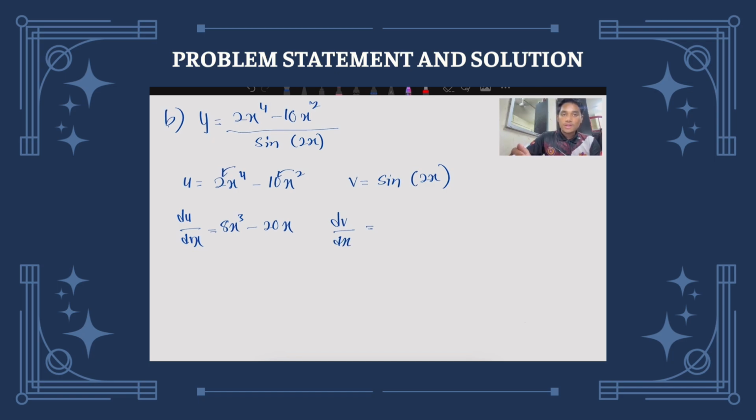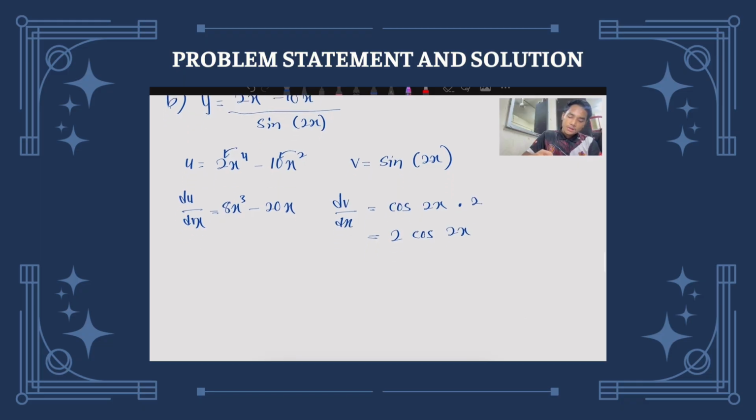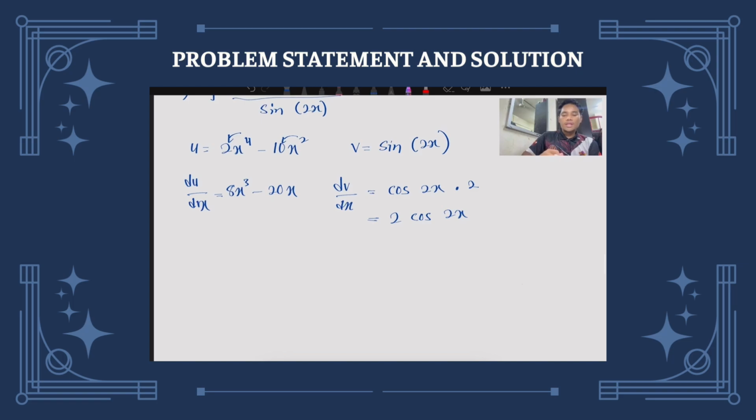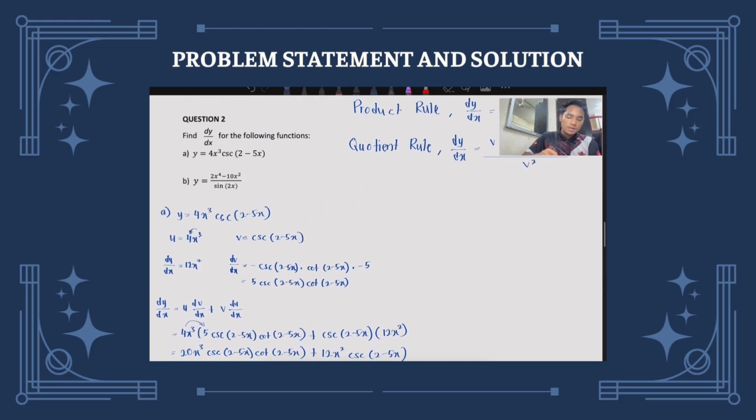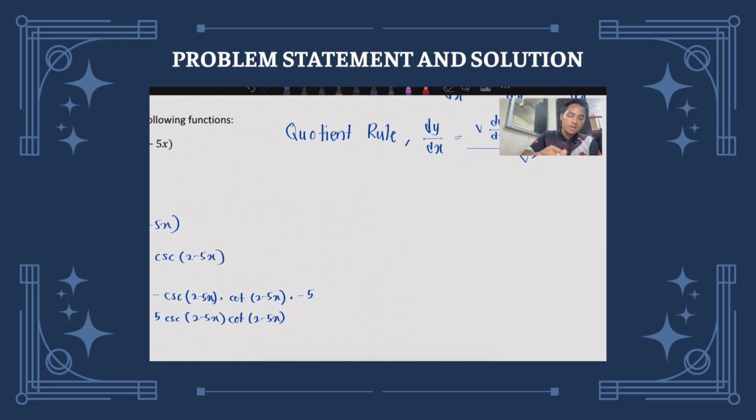For this, you should differentiate sine, and you get cos 2x. Then you should differentiate 2x, and you get 2. You solve this and you get 2 cos 2x. After you get u, v, du over dx and dv over dx, you should put this information into the formula, which is the quotient rule formula.